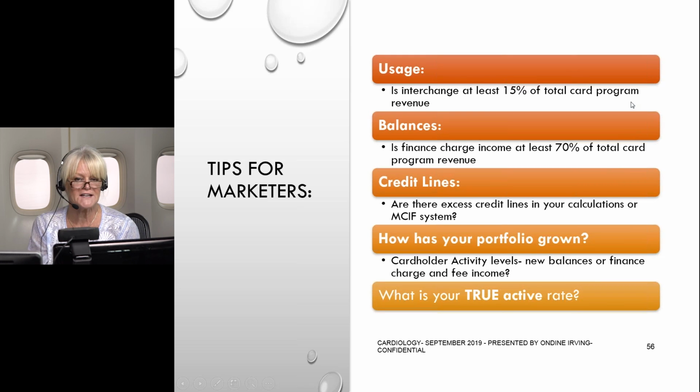Tips for marketers: test them. Say, hey, is our interchange at least 15% of our card program revenue? If not, guess what? We need usage. Is finance charge income at least 70%? If not, guess what? We need balances. Are there excess credit lines in your calculations or the MCIF system if you're using one? And how has your portfolio grown? Marketing needs to understand this, and also your true active rate, and that will go for the inactive rate as well.